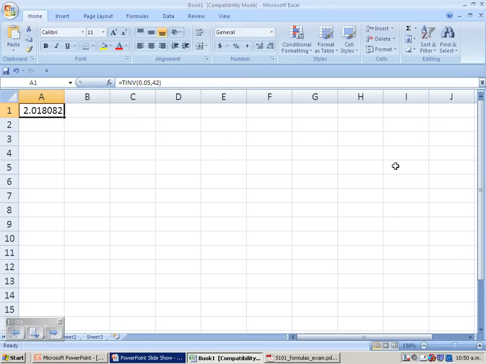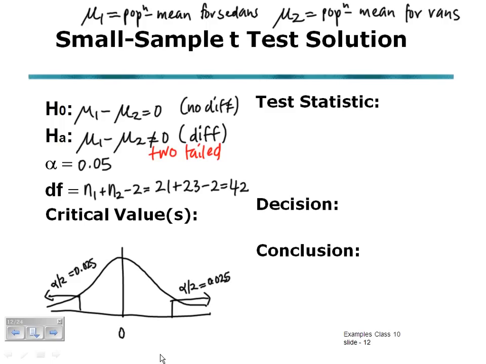So this returns us the critical value, which is 2.018. So we'll take that critical value back to our template here, and we'll put in those two critical values, 2.018 at the right-hand end and minus 2.018 at the left-hand end, which says to us that we should reject the null hypothesis if our calculated test statistic is bigger than 2.018 or smaller than minus 2.018.